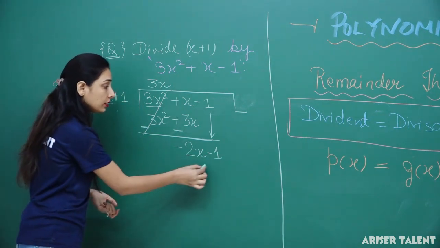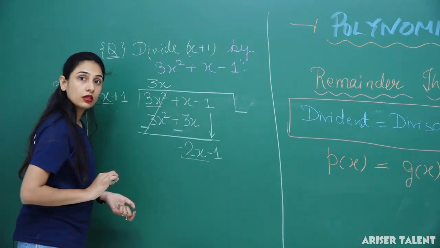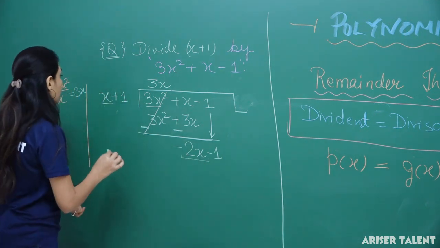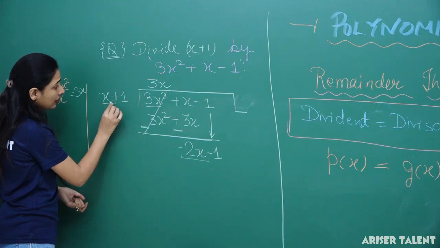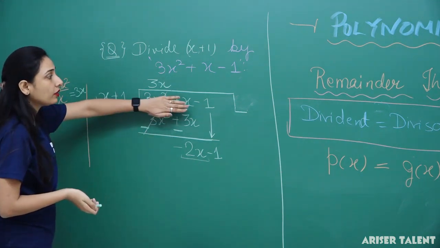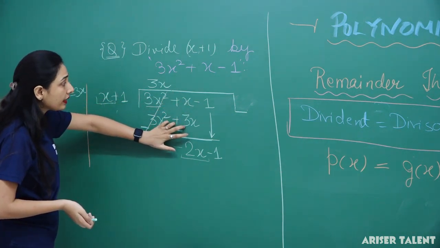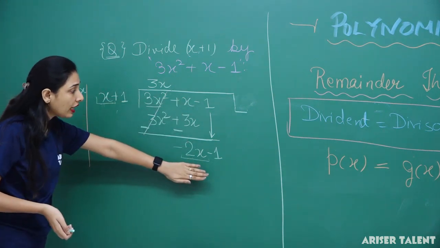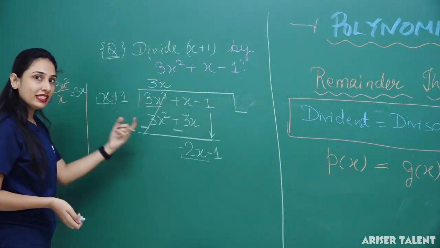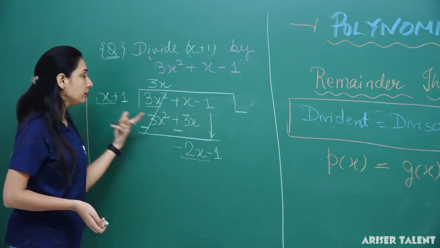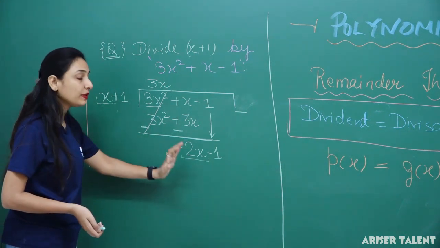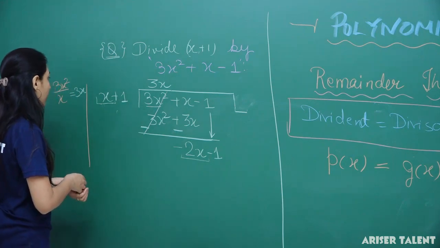Now what will you do? Repeat the process. This is the first term here. Now forget about this. You have solved it to some extent. So forget about this. Now just you have this and this. So basically this is your dividend and this is your divisor. Now the roles have been changed. Okay. Now what will you write?